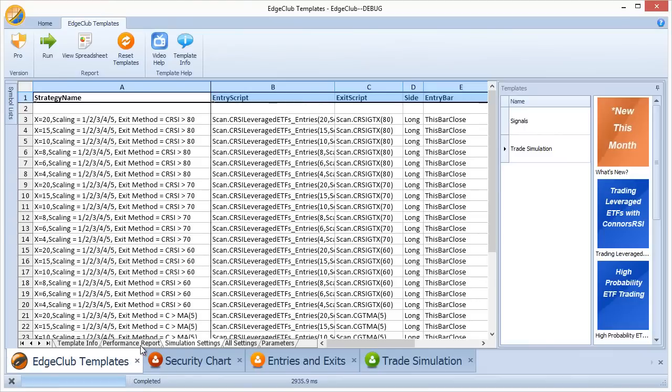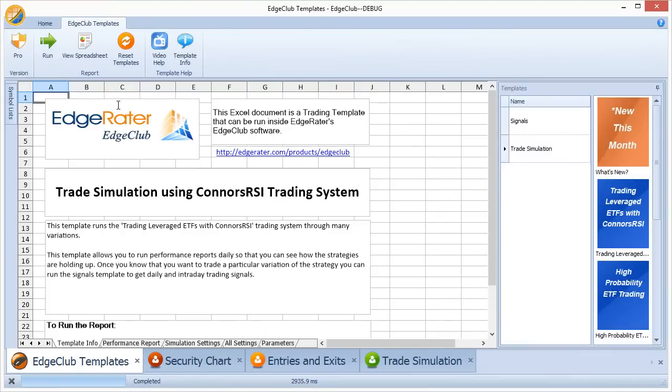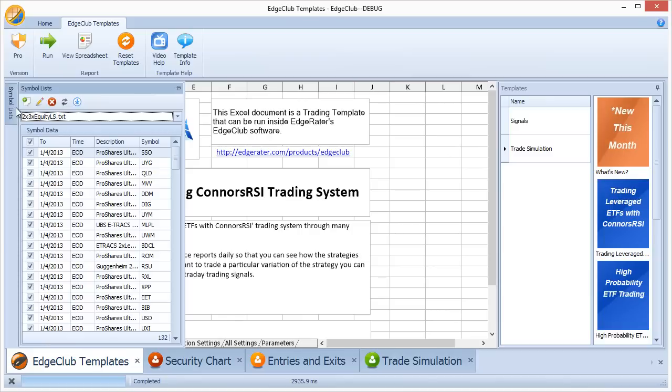But anyway, you don't need to know what's behind this template if you don't want to. All you have to do is just, again, select a symbol list that you want to run the template over and hit run. I will do that. I'll pause the video for a sec because this is probably going to take a few seconds to run. You can see it's processing right now, and we'll come back when it's complete.